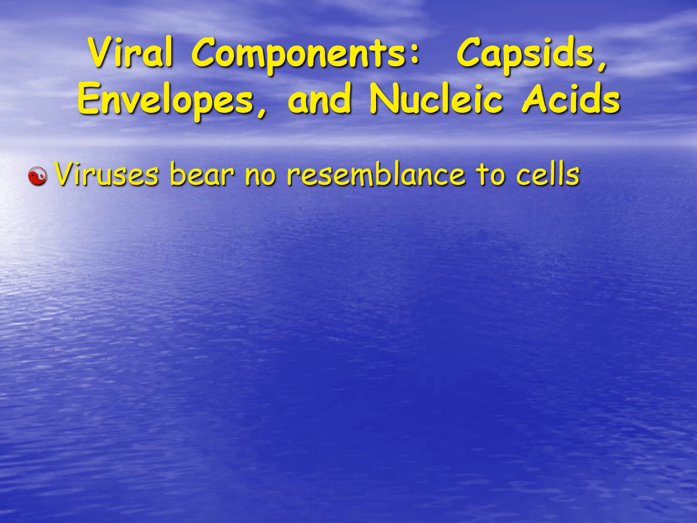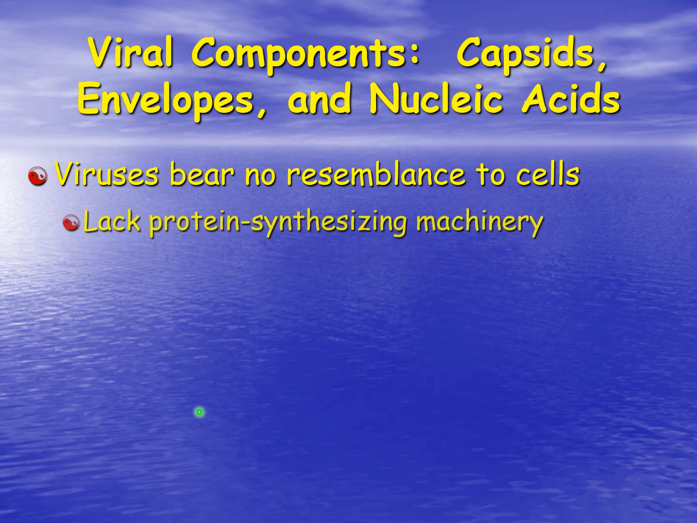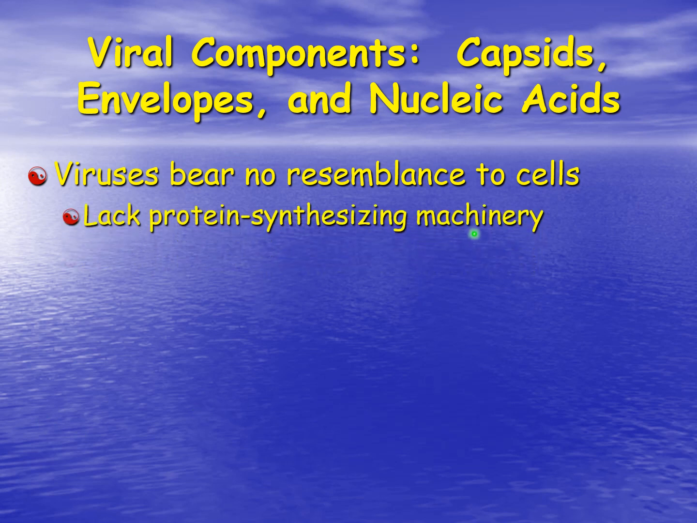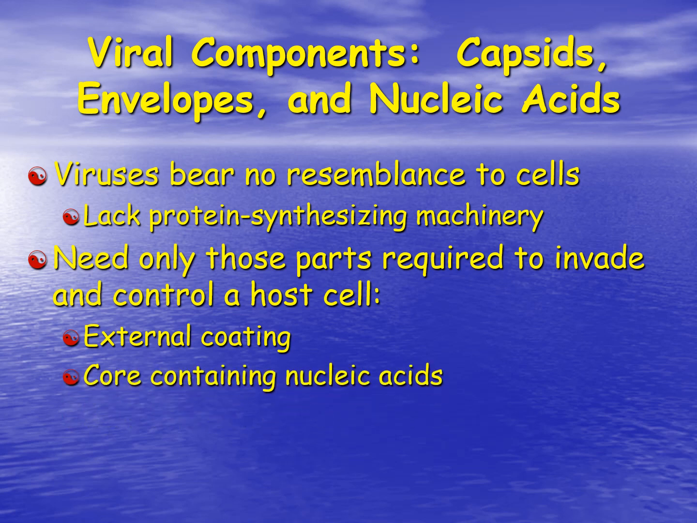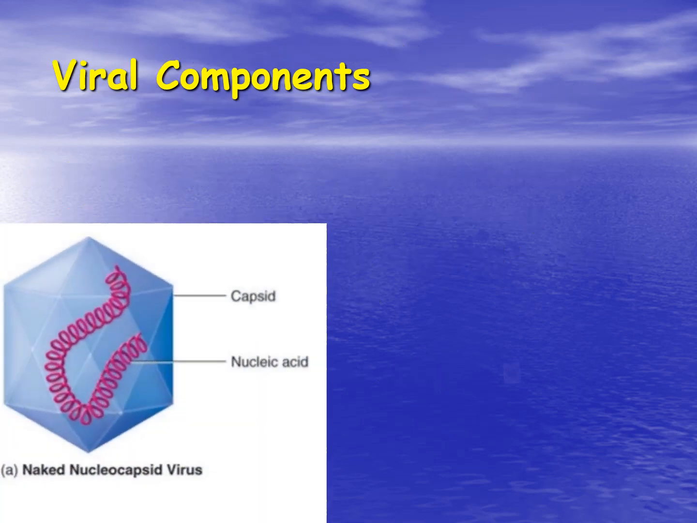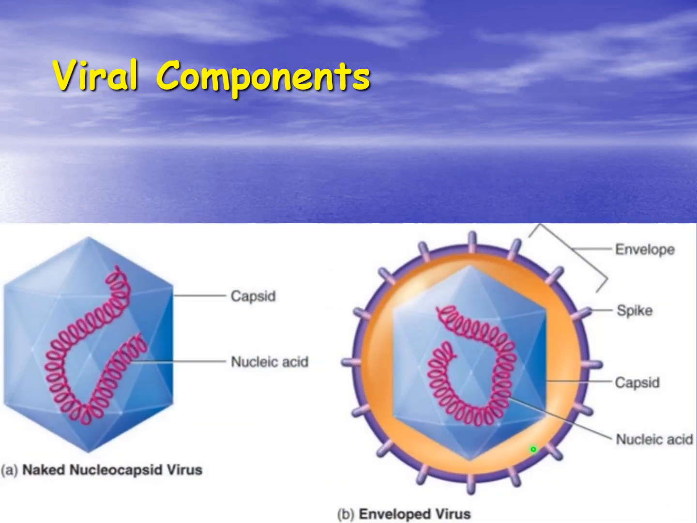Viruses bear no resemblance whatsoever to cells. They completely lack any protein synthesizing machinery such as the ribosome. That's why they need to borrow from their host cell. They need only those parts required to invade and control a host cell. So they have an external coating, a core containing either DNA or RNA. And this is just simply the drawing of some of these viruses.